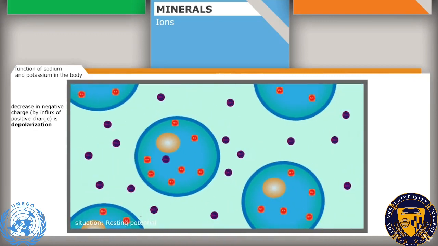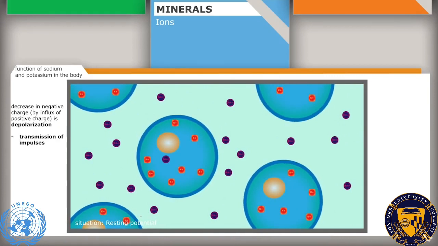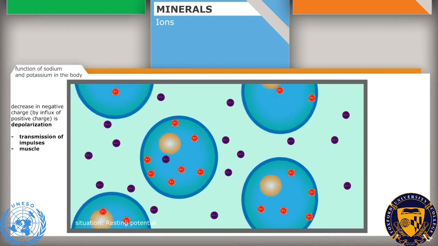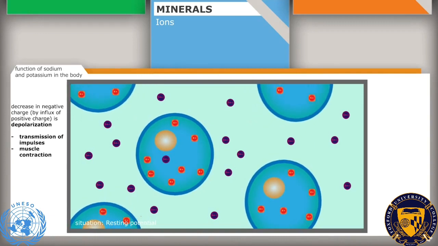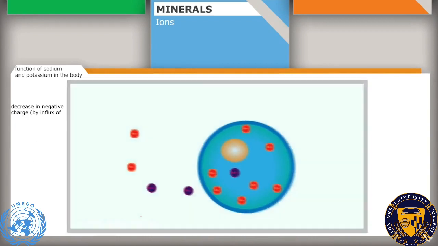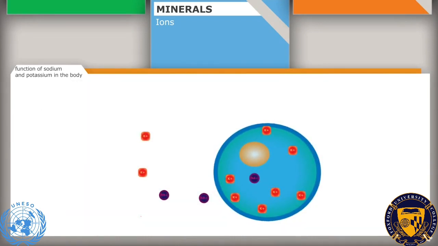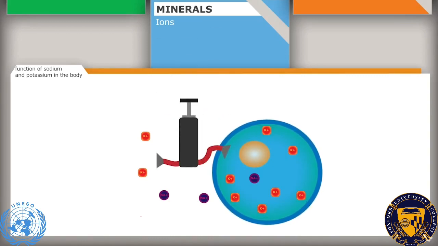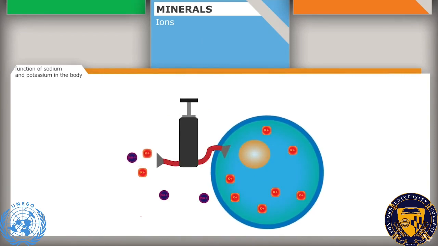Depolarization of cells is critical for numerous body functions, such as the transmission of impulses along nerves, muscle contraction, heart function, and release of hormones from cells. After depolarization, the resting potential, and thereby the balance of sodium and potassium across the cell membrane, is restored via a special pump that transports sodium from inside to outside the cell and potassium from outside to inside the cell.